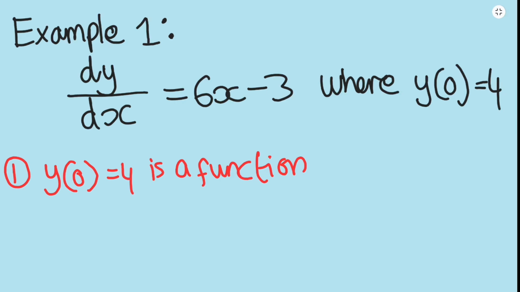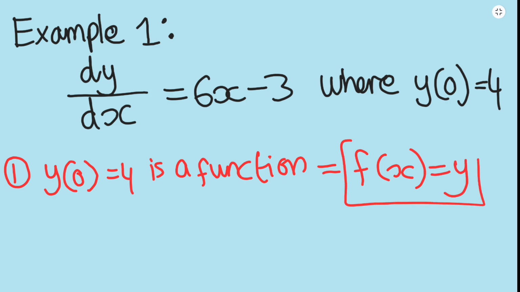Okay, so I don't want to waffle too much, so I'm just going to get straight to it. Over here we have y(0) = 4 as our initial value. As you can see, y(0) = 4 is a function, just like you might have f(x), and then normally f(x) would equal y, so it's a bit similar to that. But this time we have y as the function here.